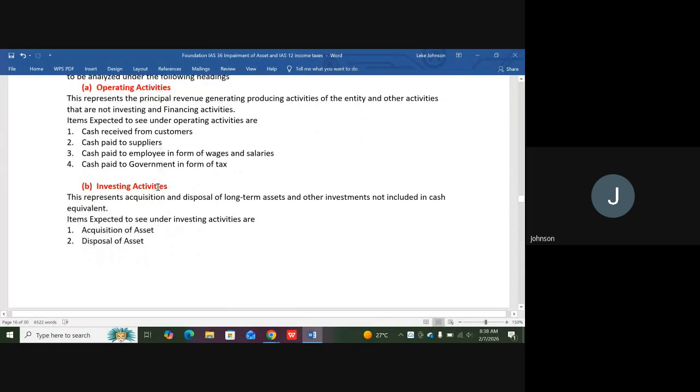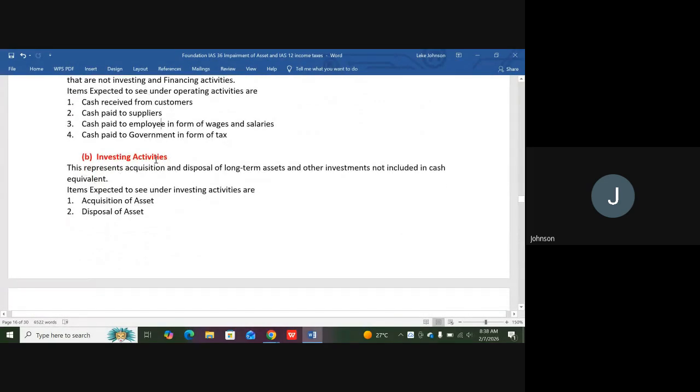Then we now move to the next activity. The next activity is actually investing activity.